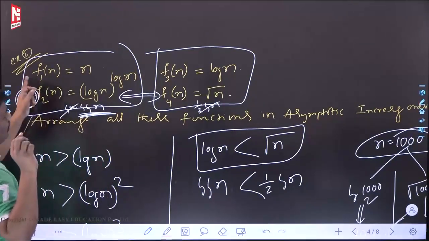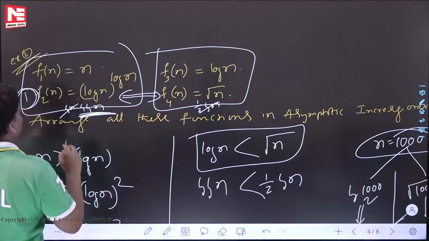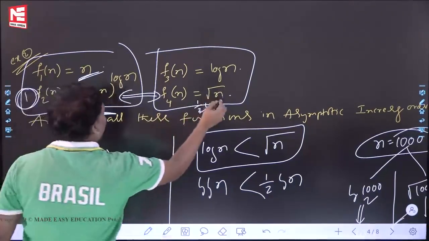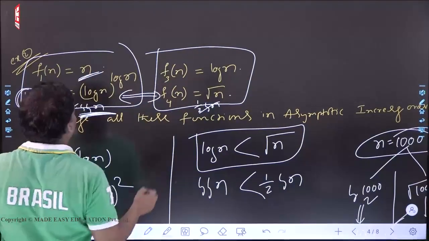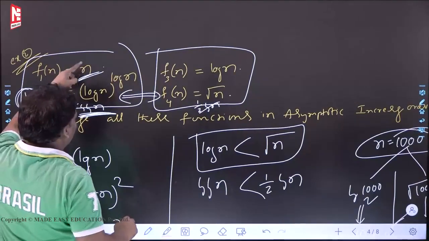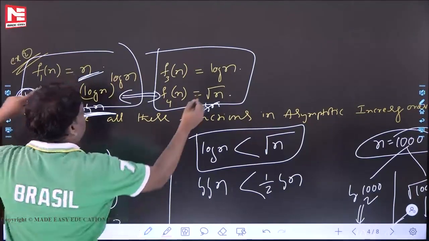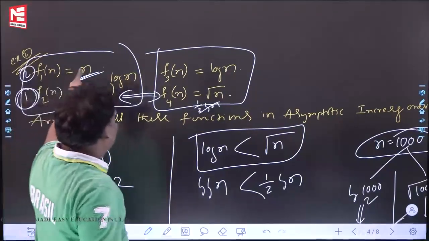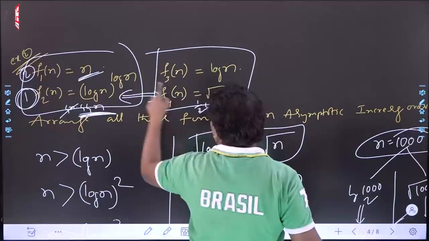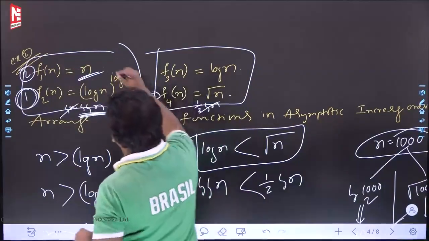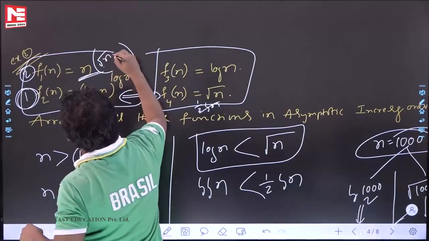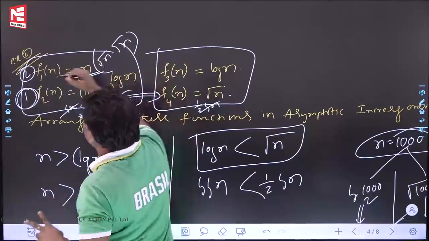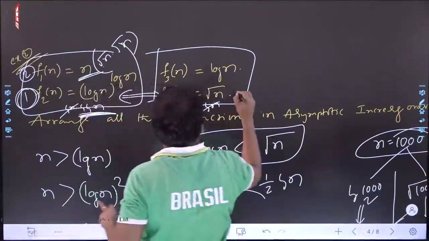Now let's check here. F1 and F4. What is F1? N. What is F4? Root n. N and root n, who is bigger? N can be written as root n into root n. This is only root n. I think it is bigger. Sorry, this n can be written as root n into root n. So it is root n into root n. It is simply root n. This is bigger. So 1, 2. This is the next one.